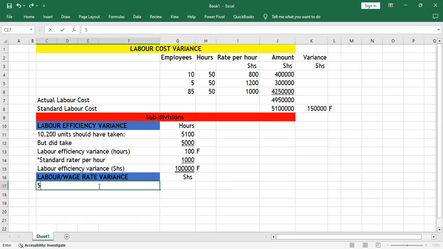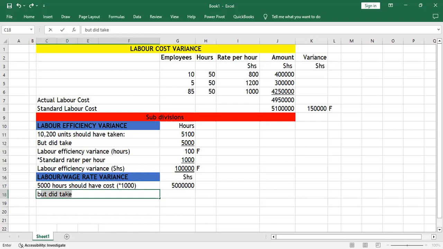So we have 5,000 hours that should have cost. We know that each hour costs 1,000 on standard. I mean that these hours should cost 5,000 times 1,000. Those hours should cost 5 million. They should cost 5 million.